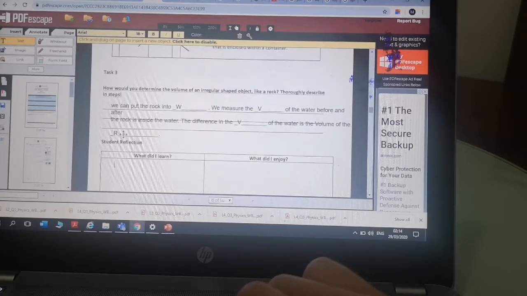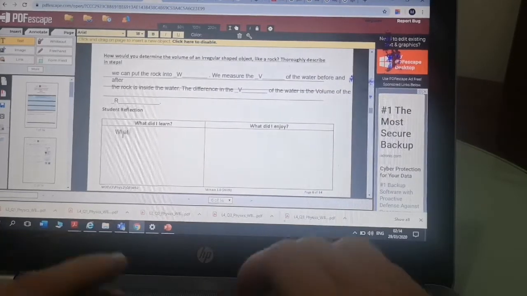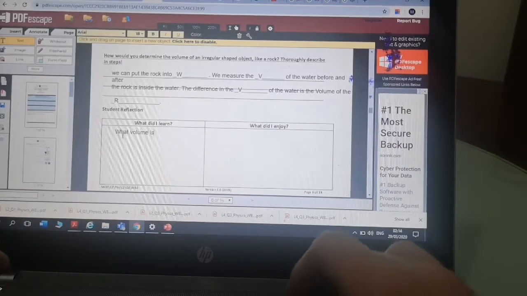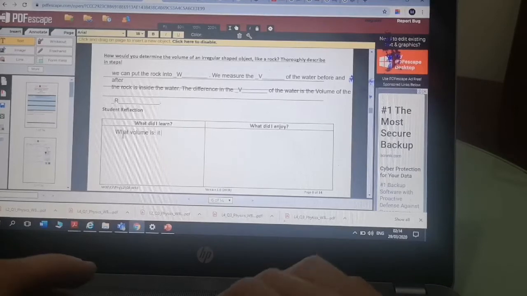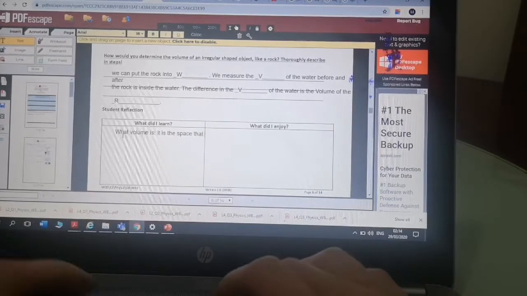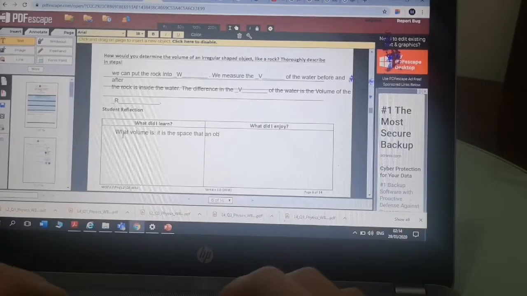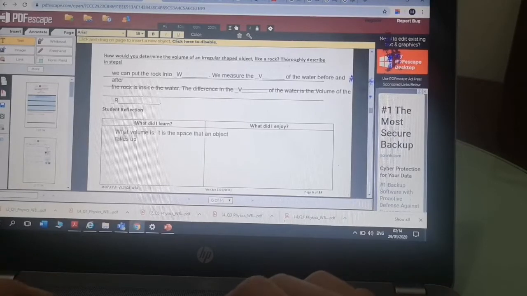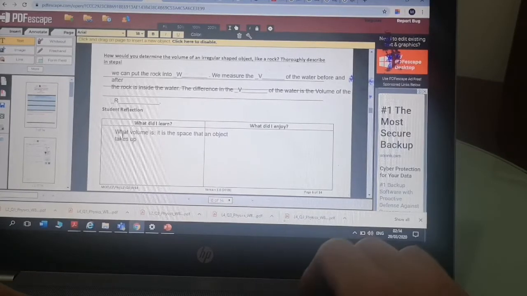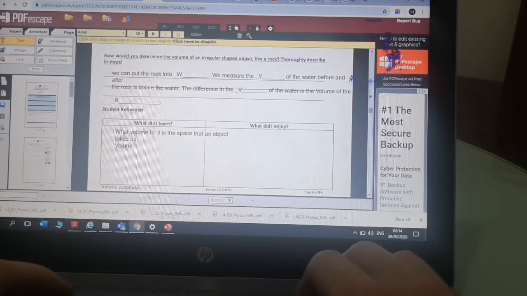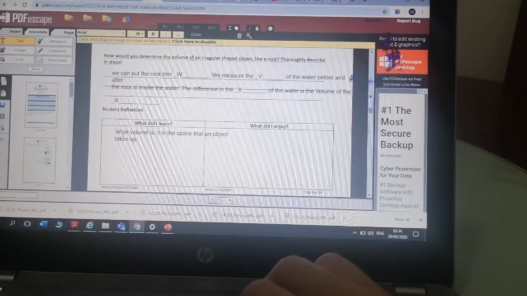So what did I learn today? I probably learned what volume is. And I can say it is the space that an object takes up. Simply put, what's volume measured in? We didn't really talk about that, but we probably will. We can't really say we learned that.